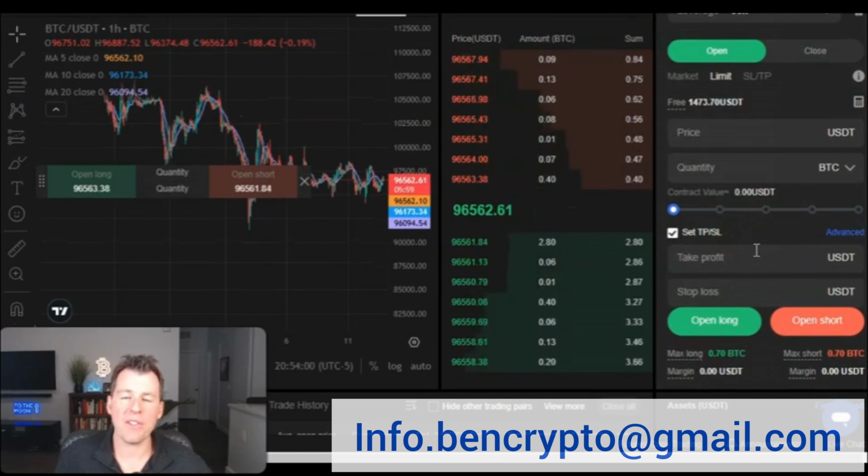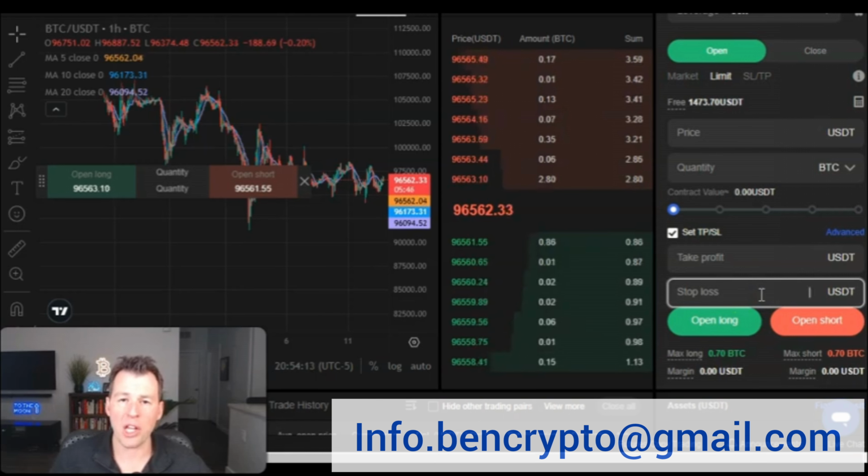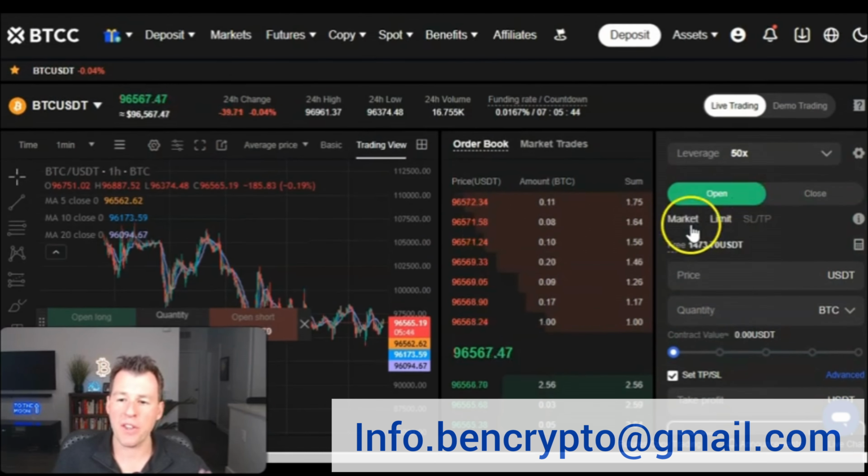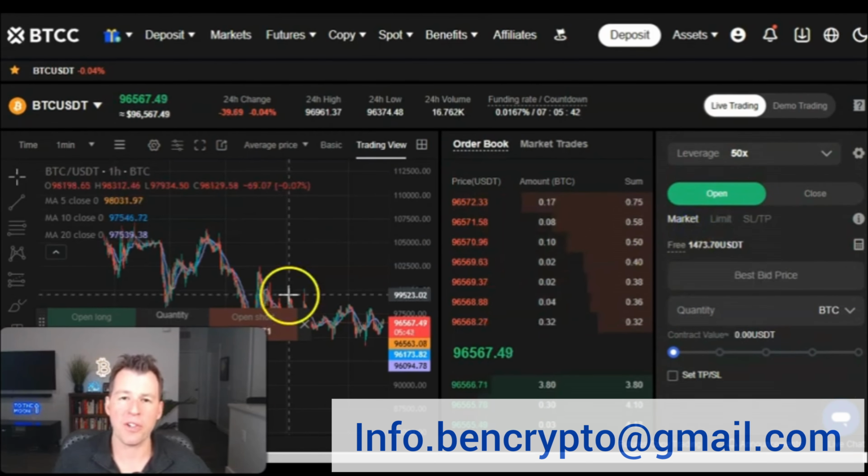So for take profit, if this is a long, for example, you would set the price above current positions that you want to take your profits, close out the position right there. For stop loss, if it's a long, you would set the price below current levels that you want to just cut the losses, close out the position before it hits liquidation. For this trade, I will be doing a market trade just for simplicity purposes.